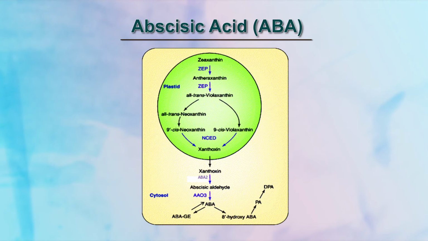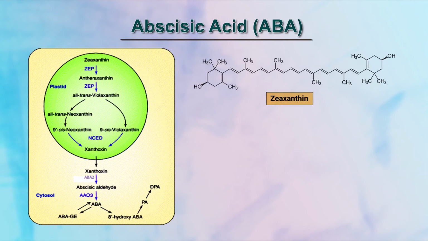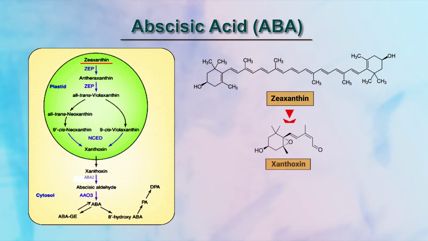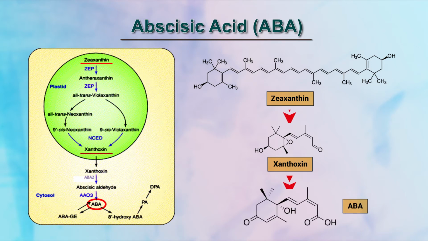ABA is synthesized partly within plastid and partly within cytosol. The precursor molecule is the plant pigment zeaxanthin. In plastid, zeaxanthin is converted to xanthoxin, and then xanthoxin is converted to bioactive ABA within the cytoplasm.